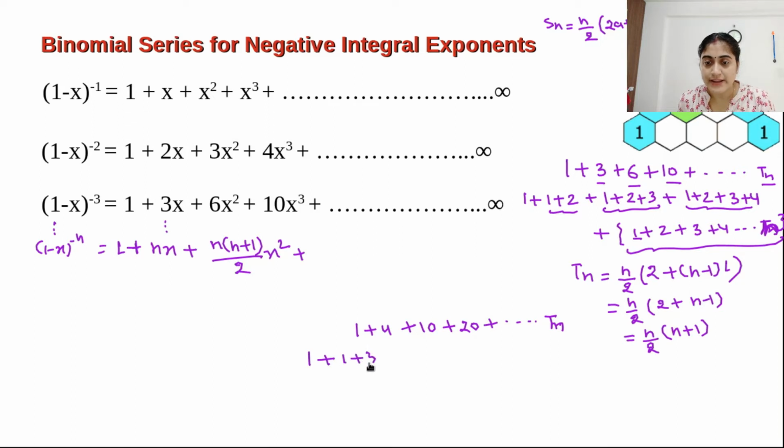1, then 4 I can write as 1 plus 3, then 10 I can write as 1 plus 3 plus 6, and then 20, this fourth term, I can write as 1 plus 3 plus 6 plus 10.